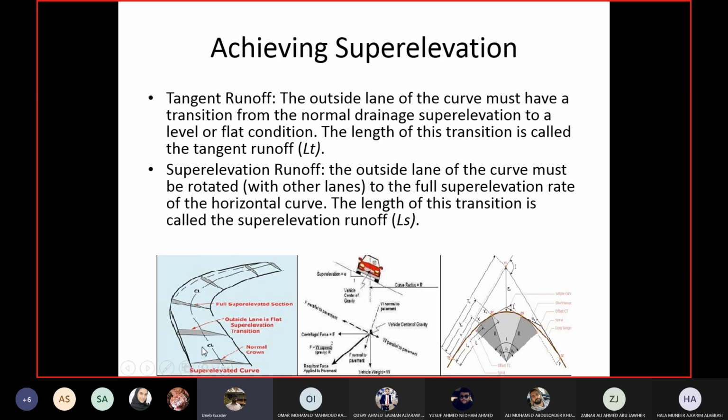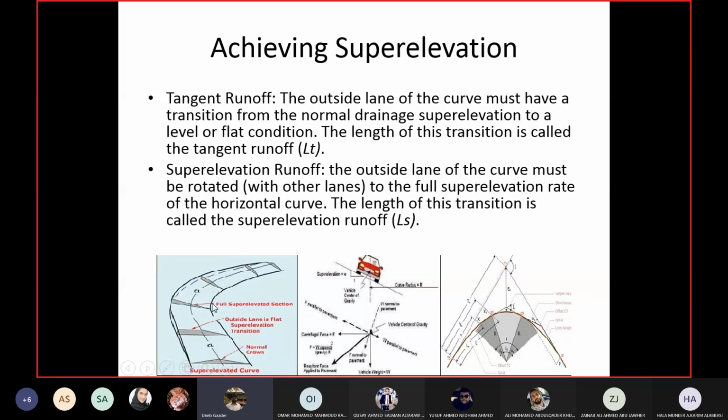Now this change happens, like I said, in two parts. So tangent runoff, now you are giving super elevation for the curve, right? Super elevation related to the curve.